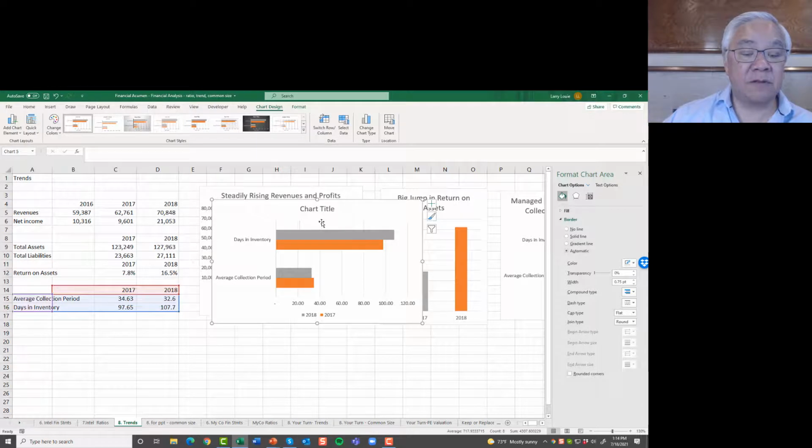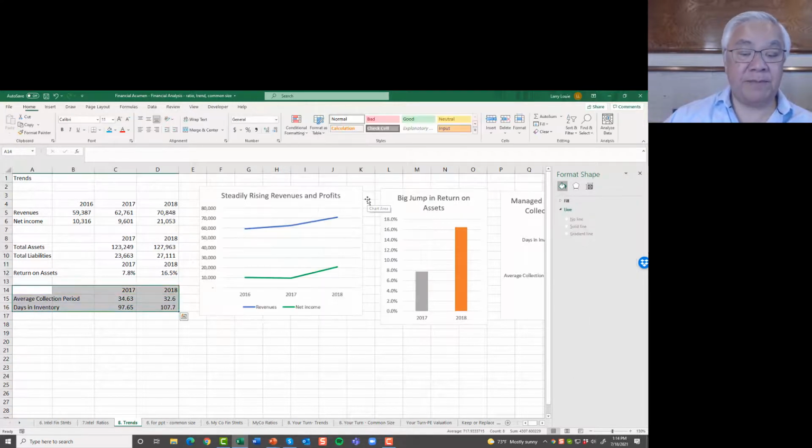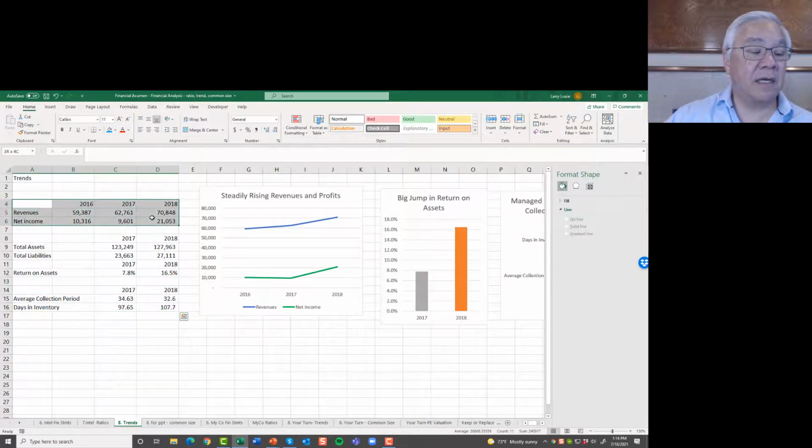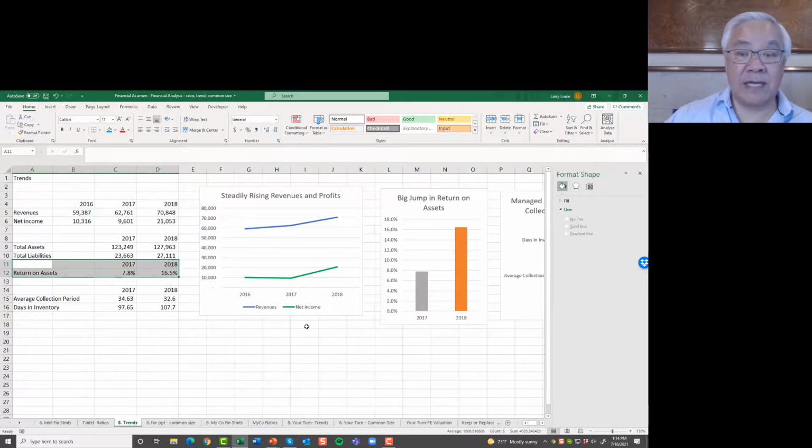The first was pretty straightforward. It was simply shading the revenues and net income and allowing Excel to recommend this line chart. The next was doing the side-by-side bar chart for ROA over the last 2 years. And the last one did 2 years and two measures, and we used this combination graph, this clustered graph.